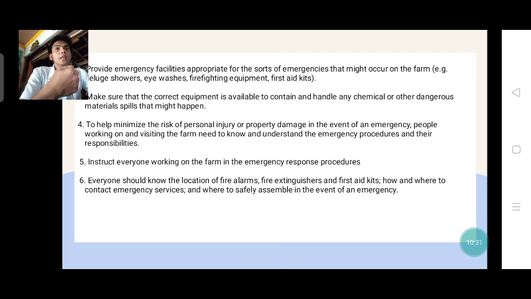For number 5, instruct everyone working on the farm in the emergency response procedures. Number 6 is everyone should know the location of fire alarms, fire extinguishers, and first aid kit, and where to contact emergency services and where to safely assemble in the event of emergency.